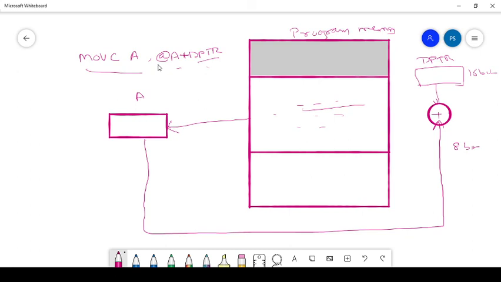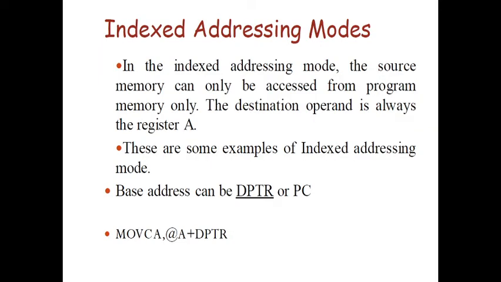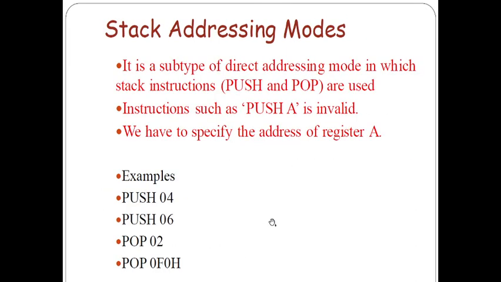Now we'll move on to the last addressing mode, which is the stack addressing mode. Simply, you can say it is a subtype of direct addressing mode in which stack instructions are used. Here also the address of the data is specified directly, but we use the stack instructions push and pop. Instructions such as push A directly are invalid. You have to specify the address of that register.